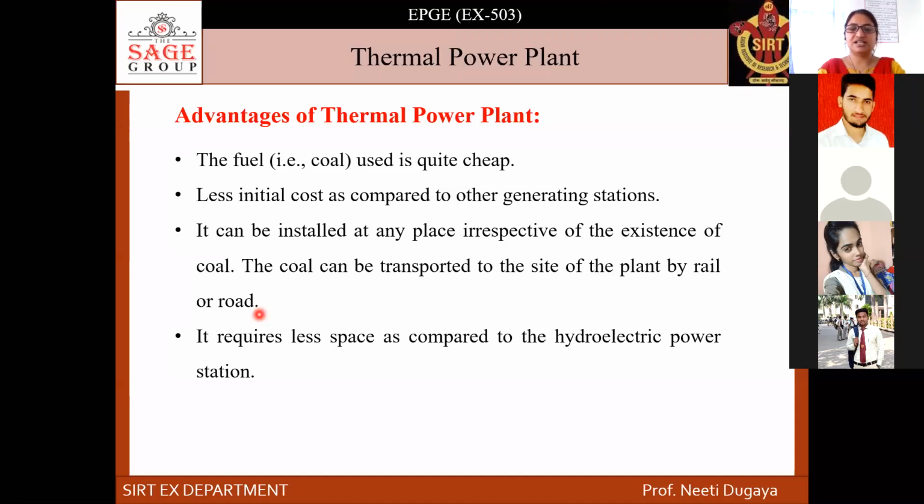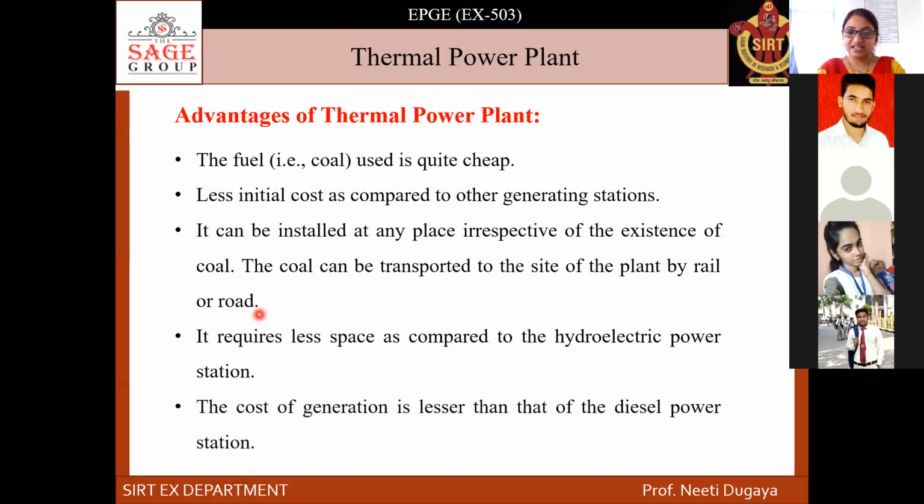In a thermal power plant, a good thing is that it requires less space as compared to the hydroelectric power plant, and the cost of generation is lesser as compared to the diesel power plant. Diesel is costlier than coal, and as far as electricity unit generation is concerned, the cost of generation of a thermal power plant is lesser than that of a diesel power station, because diesel is costlier than coal, and in running and maintenance also the diesel power plant is costlier. So these are the advantages.